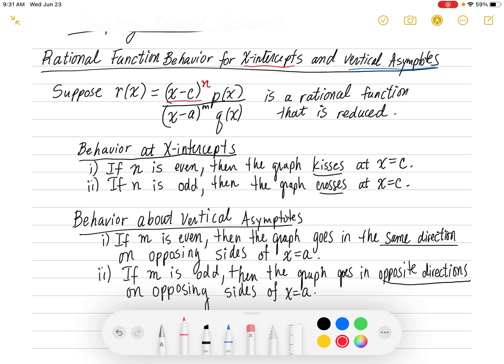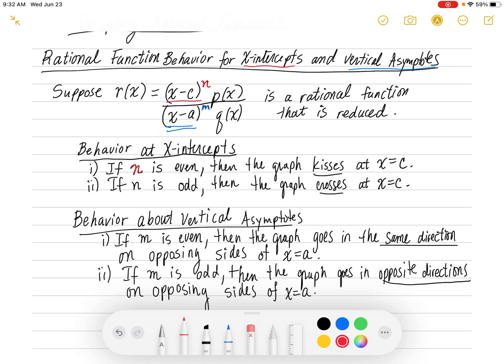And on top, it has a factor of x minus c of multiplicity n, and then times another polynomial. Then on bottom, it has a factor of x minus a of multiplicity m, and then another polynomial. Now, this is a rational function that's been reduced, so anything in common between the top and the bottom has been canceled out. So the first thing we want to focus on is the x-intercepts. What happens at the x-intercept?